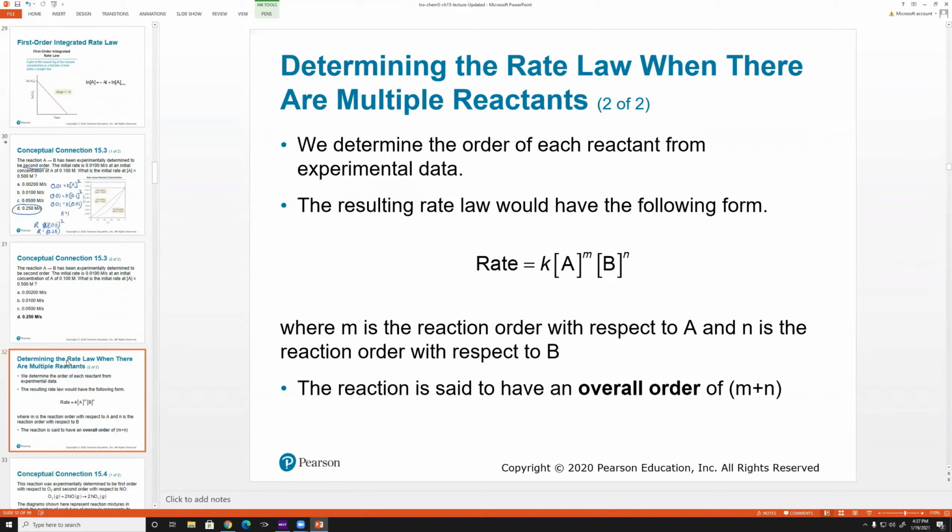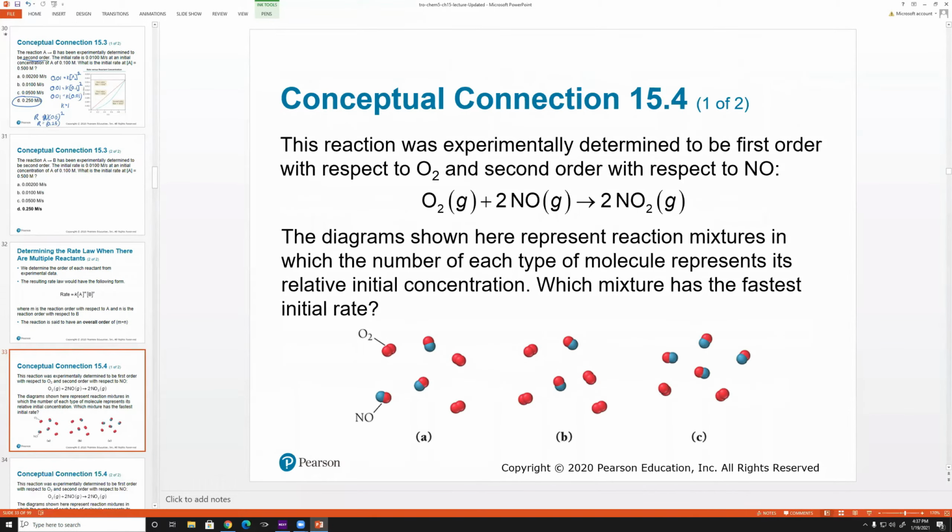Okay, so you can also determine the rate law when there's multiple reactants. And there's an overall order, right, as you add up the exponents. Now, here's a question. You could say that this reaction was experimentally determined to be first order with respect to O2 and second order with respect to NO. Most of the time they follow the coefficients actually, but if you're stuck, you can try that, but not all the time. The diagrams shown here represent reaction mixtures in which the number of each type of molecule represents its initial concentration. Which mixture has the fastest initial rate?